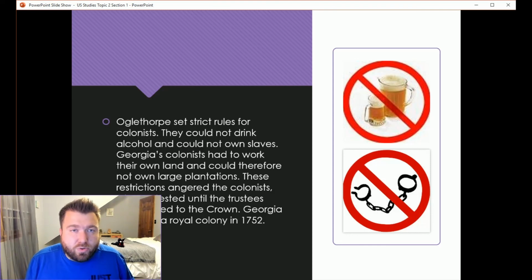This James Oglethorpe essentially owns it, and he wants to run it as a place where there's no alcohol, there's no slavery, and the colonists who live there don't like this and they protest, and essentially the same thing happens. The king comes in and takes over Georgia and removes those two rules. Now they can drink alcohol there and they can own slaves.